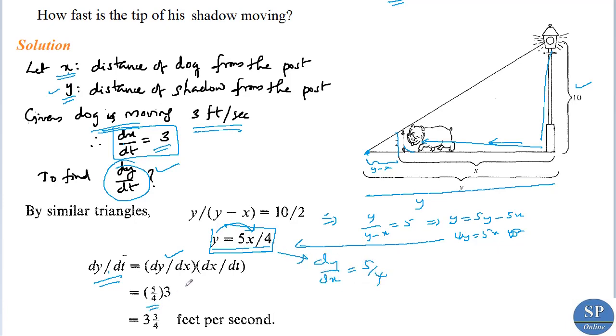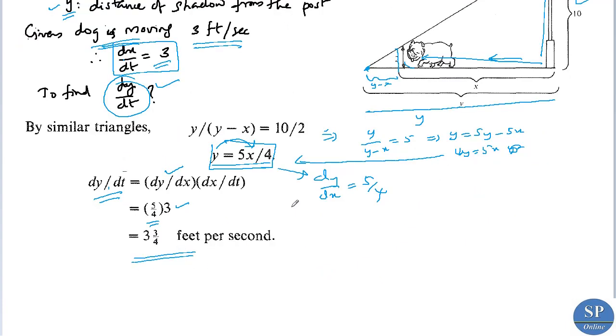So 5 by 4 into dx by dt, which is given as 3. So this is nothing but 3 plus 3 by 4 feet per second. That is, the tip of the shadow of the dog is moving at a rate of 3 plus 3 by 4 feet per second.